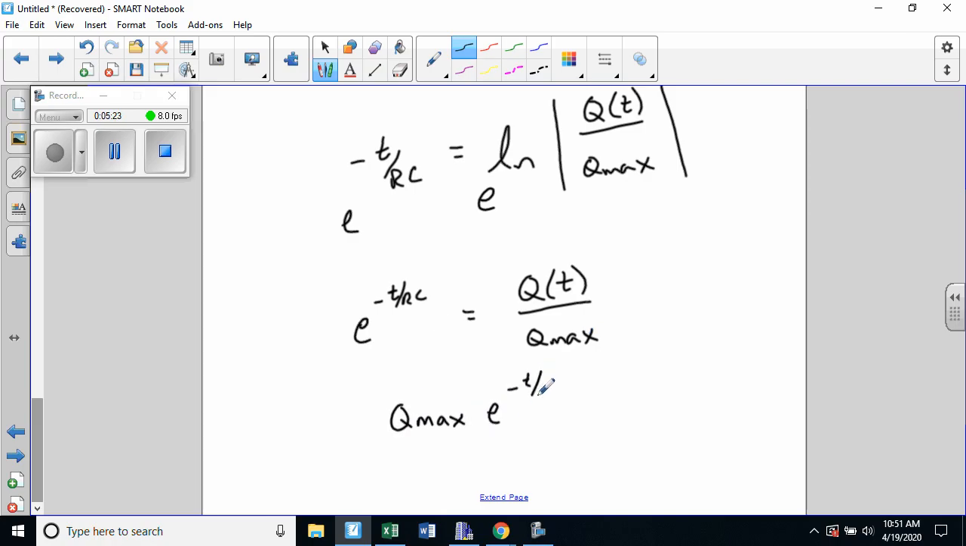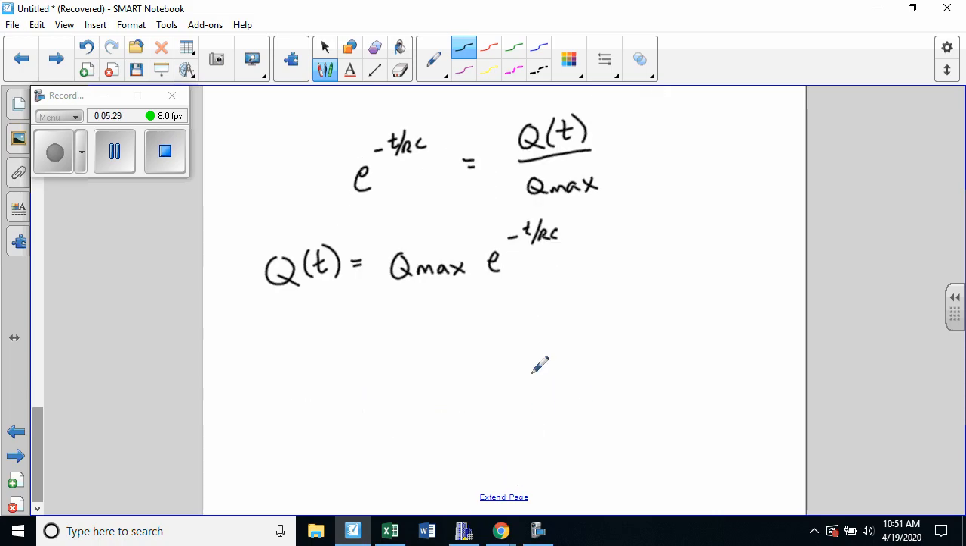e to the minus t over RC is equal to charge as a function of time. So what we see for the discharging capacitor is that it's an exponential decay. It starts at some charge Q, and it's going to decay to 0. So we're losing the charges without replacing them. We can move on from here, and we can find the different voltages, for example, voltages and currents as well.